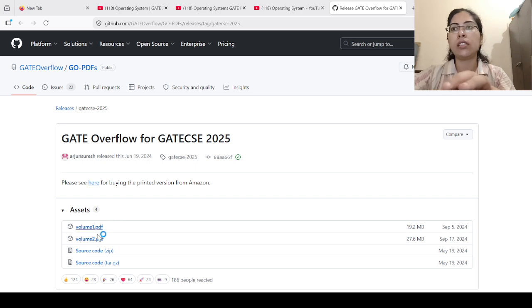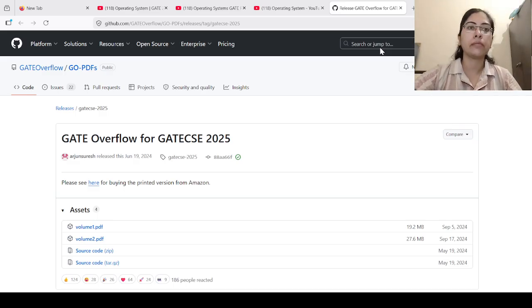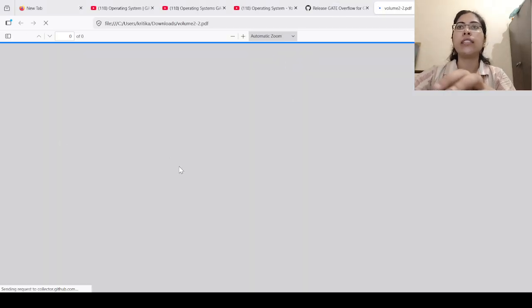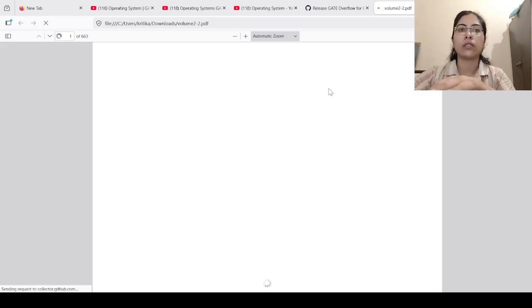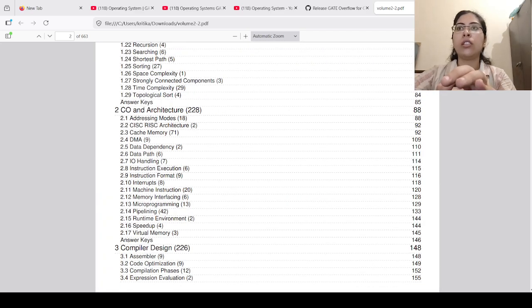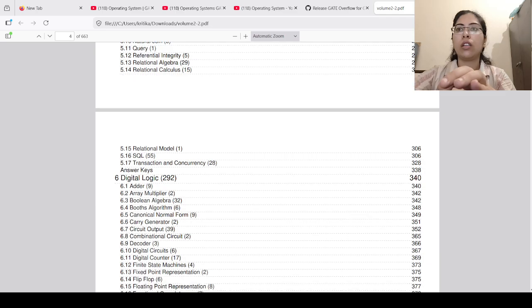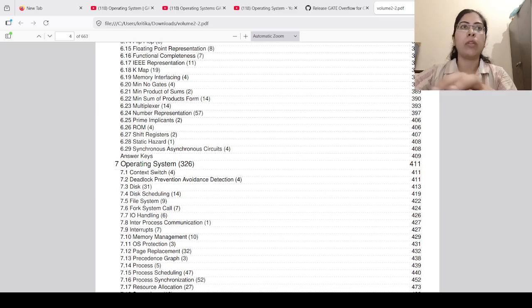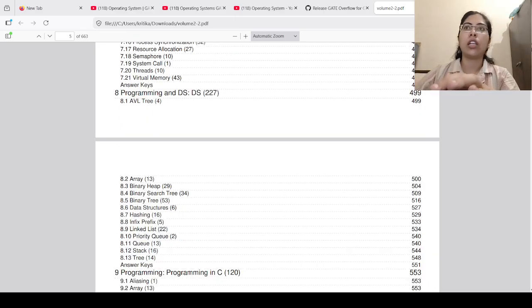You will simply see this volume 2. Click on volume 2. It will be downloaded. Simply, it is downloaded. So here you can see operating system. Here operating system is given.